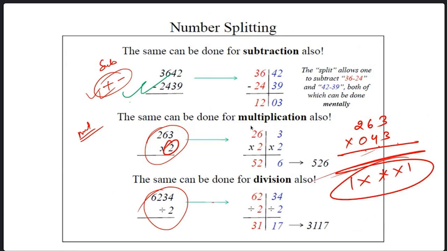Get it? So this is called number splitting, and using the number split, you can do the basic operations of addition, subtraction, multiplication, and division. Okay. Now this topic is completed.